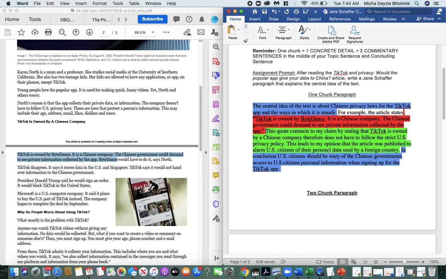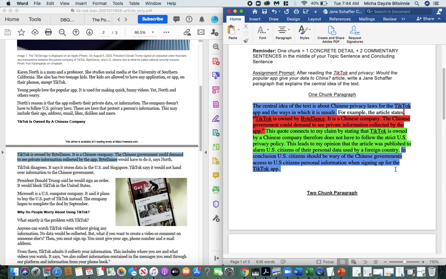All right. So the central idea is the privacy laws of China, and so they bring in a concrete detail here. And then they talk about the concrete detail and how it connects to this claim up here in their topic sentence. And this leads to my opinion that the article is published to alarm U.S. citizens. So the central idea is to talk about the ways in which it's unsafe. And then you conclude with, in conclusion, U.S. citizens should be wary of the Chinese government access to U.S. citizens' personal information when signing up for the TikTok app.